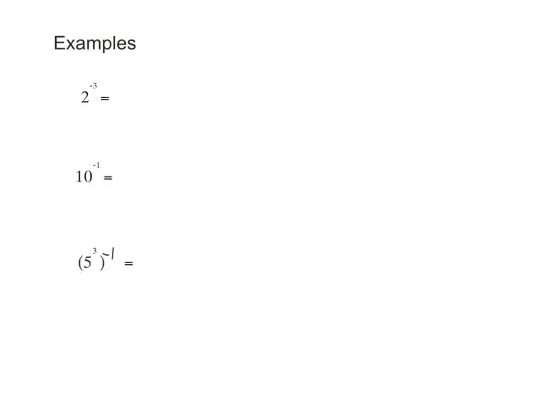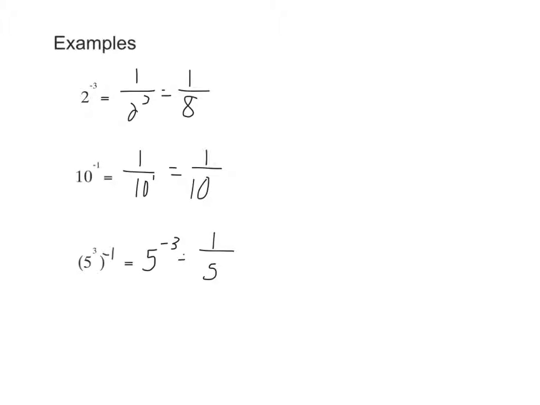Okay, let's look at some more examples of just plain numbers, again, just for practice. Try these yourself. So push pause, see how you do, and then go ahead and play it again just to check your work. Okay, you should have had 1 over 2 cubed, or 1/8, 1 over 10 to the first, or 1/10. And then finally on this one, we're using power to a power. 3 times -1 is -3, so this is equivalent to 1 over 5 cubed, or 1/125.